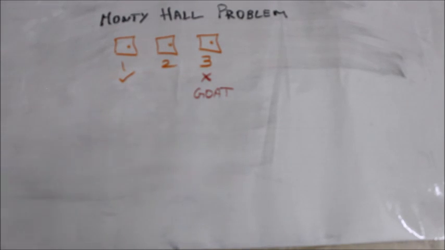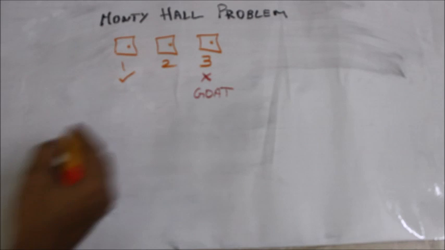Now you as a contestant are given a choice. You can now change to door number 2, or you can keep the same door, which is door number 1. What do you think you should do? Intuitively it makes sense that both these doors have an equal chance of having a car, because there's one goat and one car and there are two doors and there's an equal chance of them being in each of the doors. However, the math says something completely different.